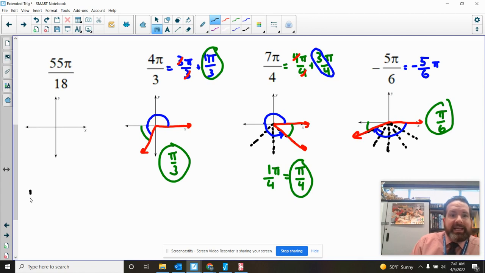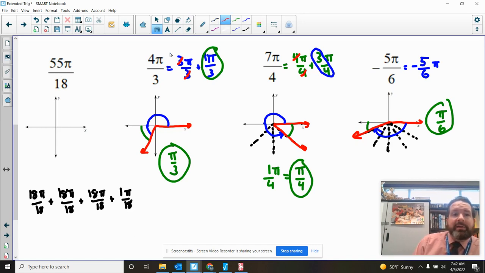So that's 18 pi over 18. There's 1/2 turn. Plus another, so this gets me 36 pi over 18. That's 2/2 turns. Plus another 18 pi over 18. That's 3/2 turns. 18, that's 54. So I've got 1 pi over 18 left. So just using the denominator to figure out how many half turns we have and how much is left. So I've got 1, 2, 3 half turns. And now this extra bit.